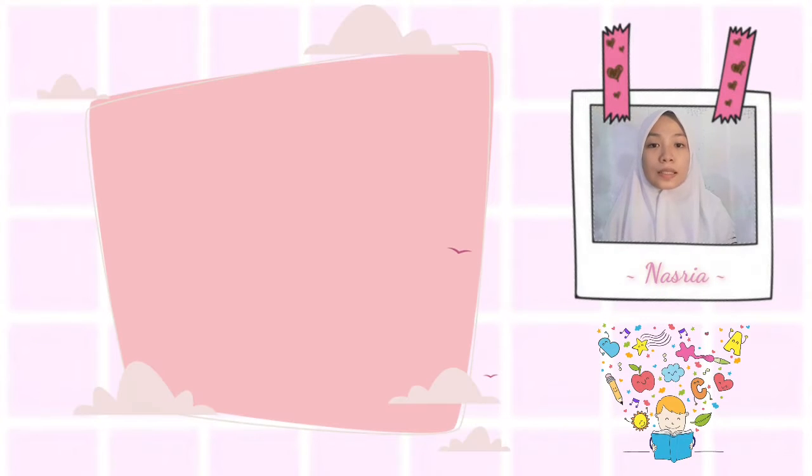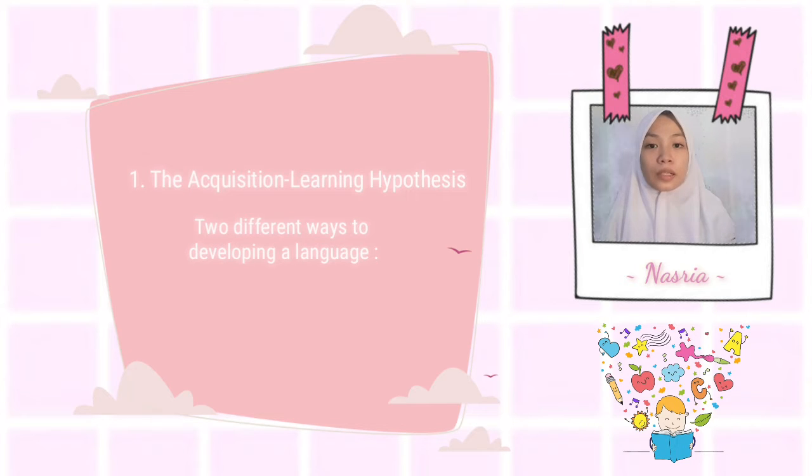The first hypothesis is the acquisition learning hypothesis. This hypothesis states that adults have two different ways of developing competence in a second language. They are acquisition and learning. Acquisition is the unconscious or natural process of language acquisition for developing linguistic abilities, which is very similar to the process that children go through when they acquire their first language. While learning is a conscious process that produces knowledge of language. For example, knowledge of grammar rules or formal knowledge of language.